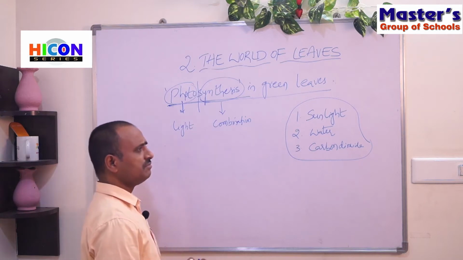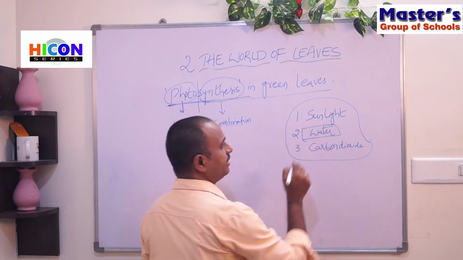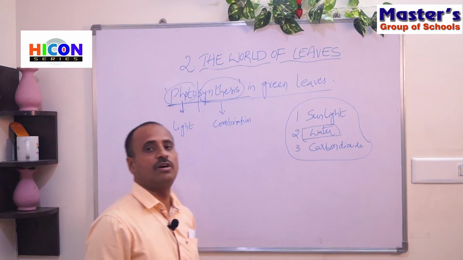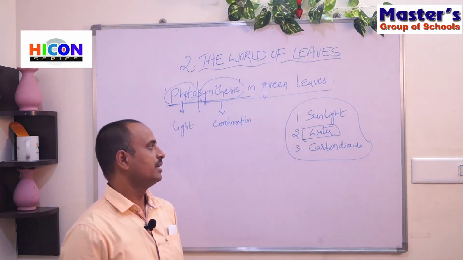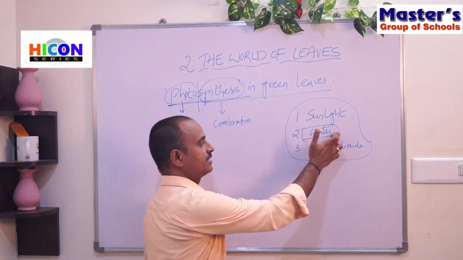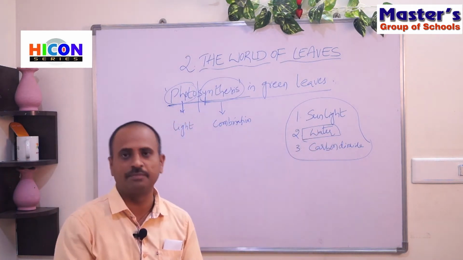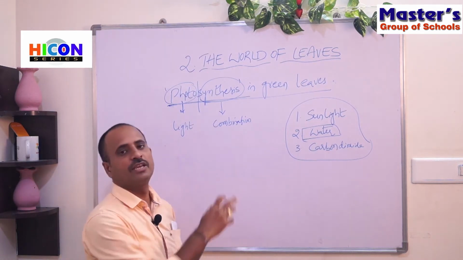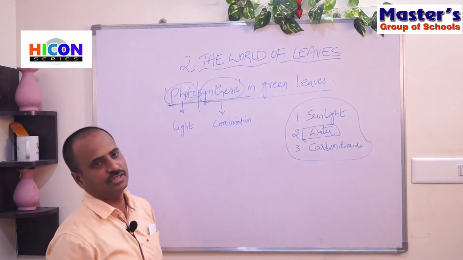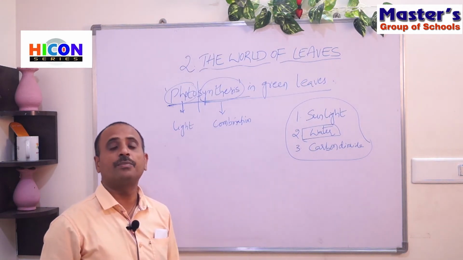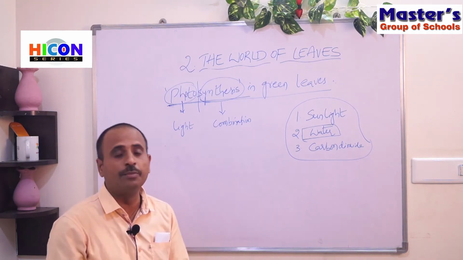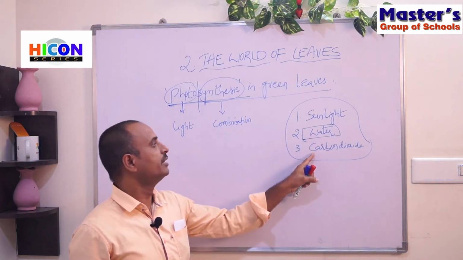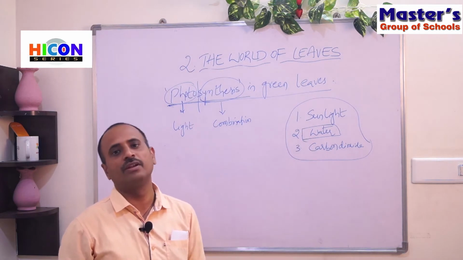For example, the plant absorbs water from the soil, and carbon dioxide is absorbed by the leaves from the atmosphere, and this water, minerals and carbon dioxide are mixed up. In the presence of sunlight and chlorophyll, it prepares its food, and this process is called photosynthesis. So photosynthesis is the process of preparation of food by the leaves by combining water, minerals and carbon dioxide in the presence of sunlight and chlorophyll.